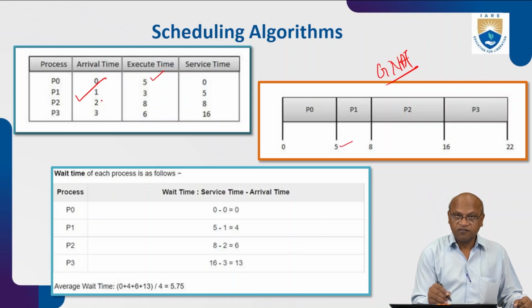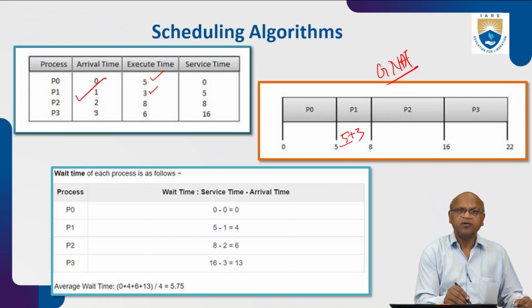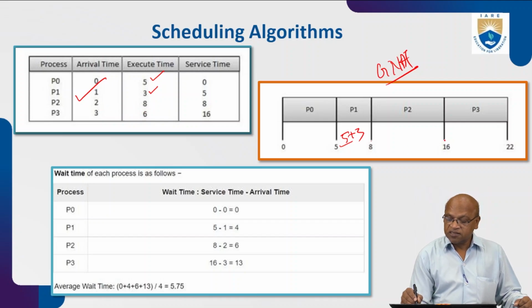Next P1 will come for execution on the CPU. It takes 3 milliseconds. So 5 plus 3, 8. P1 will be completed by 8. After P1, P2 will enter. P2 time is 2. Time is 8, so 8 plus 8 takes 16.